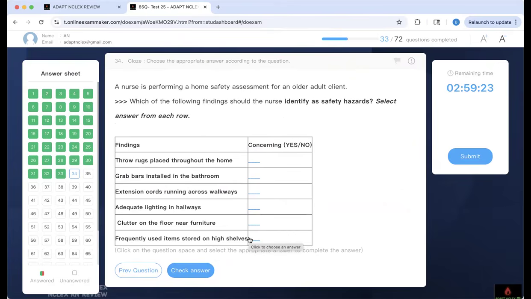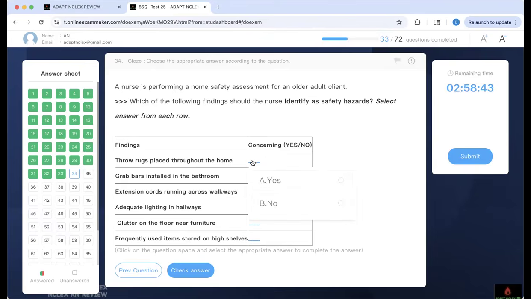That's an infection control question. And this is performing a home safety assessment for another client. What is that? Safety question. Which of the following findings should the nurse identify as a safety hazard? Select all that apply. If you go to an older patient's house, and you see what? Throw rugs placed throughout the home, grab bar installed in the bathroom, extension cord running across the walkway, adequate lighting in hallway, clutter on the floor near furniture, and frequently used items stored on high shelves. Which one should worry you? Which one do you think is a safety hazard? Pick your answer. You say yes or no. That's all. You ready?